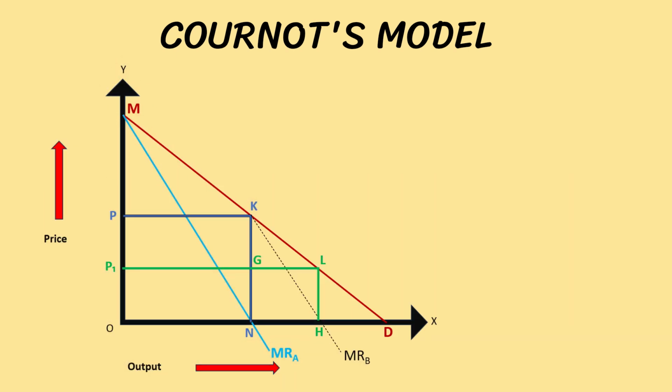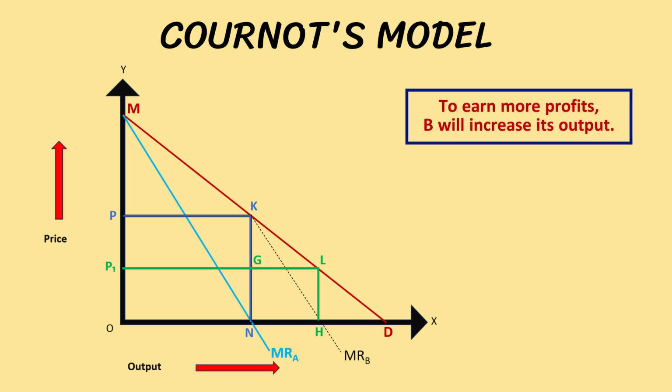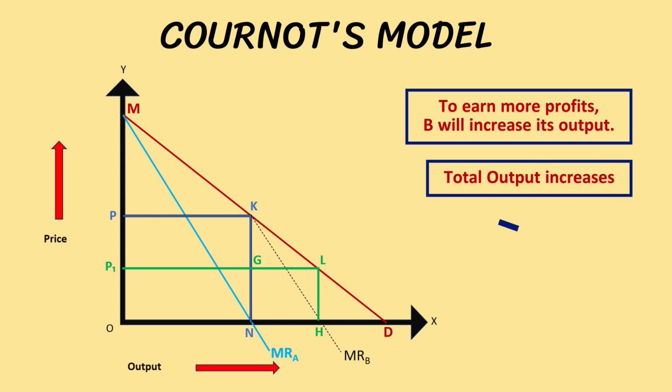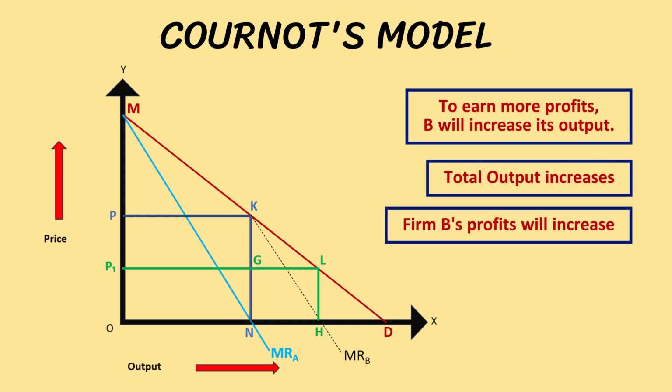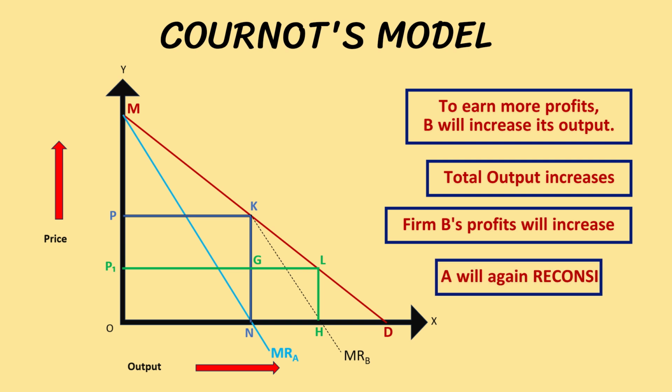Now, firm B sees that firm A is earning more profits than him, so firm B again, with the aim of maximizing profits, will increase its output. So total output again will increase. B will start earning more profits. So again, firm A will therefore reconsider his position.